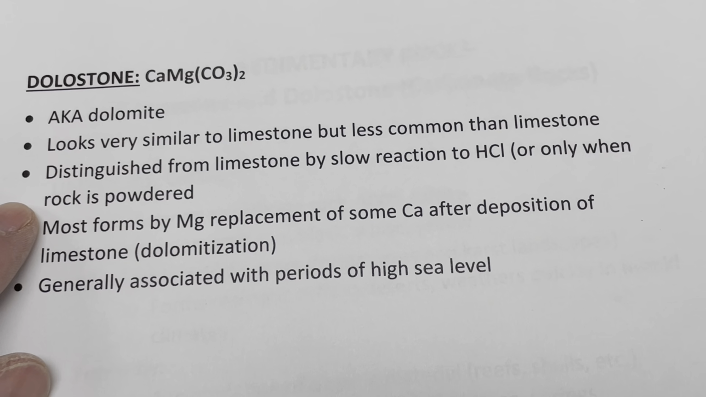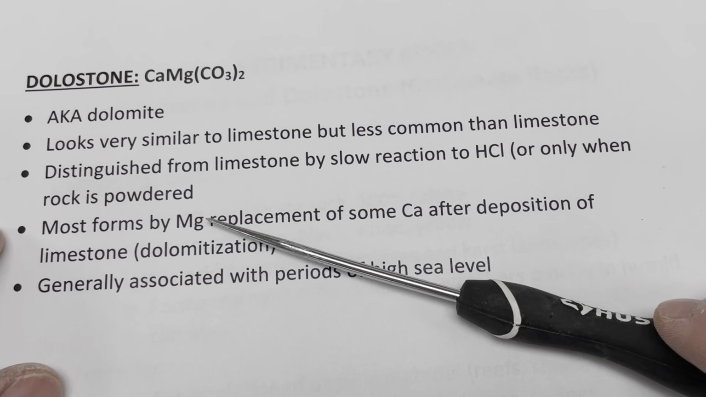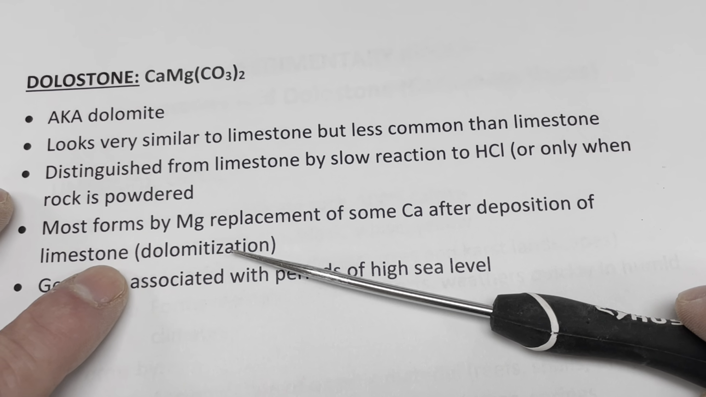It might be bubbling kind of slowly, or sometimes what you need to do is actually scratch the rock and powder it a bit, and then you can get a little bit better reaction. But you'll definitely see a difference in terms of how well the rock reacts to the acid, in terms of how vigorous the bubbling and the fizzing is. So sometimes we call the process of changing a rock into dolomite dolomitization.